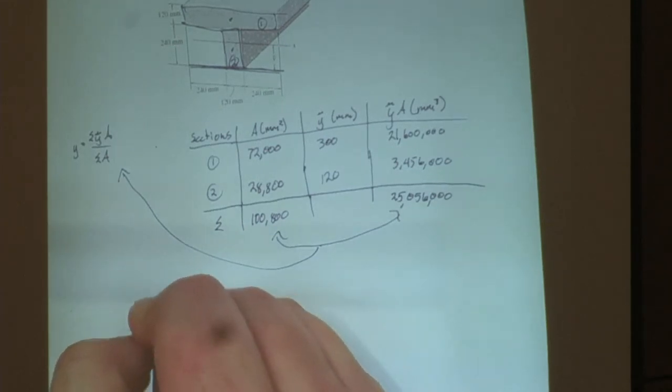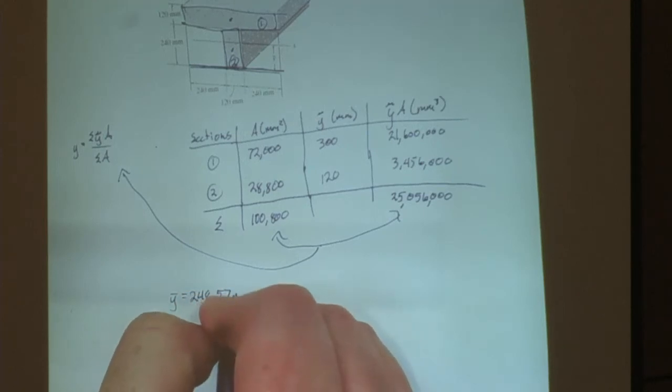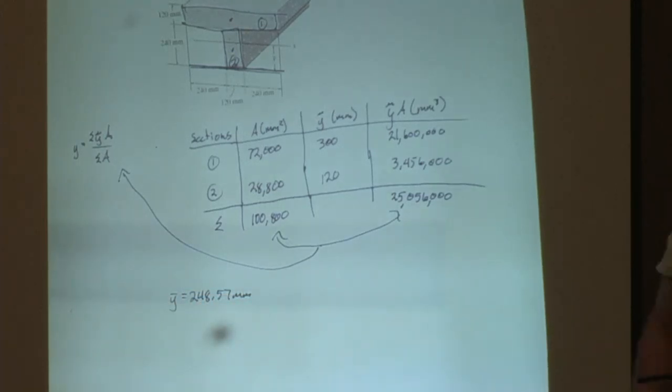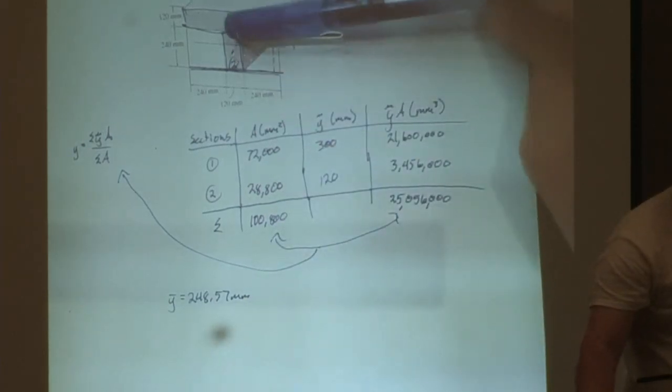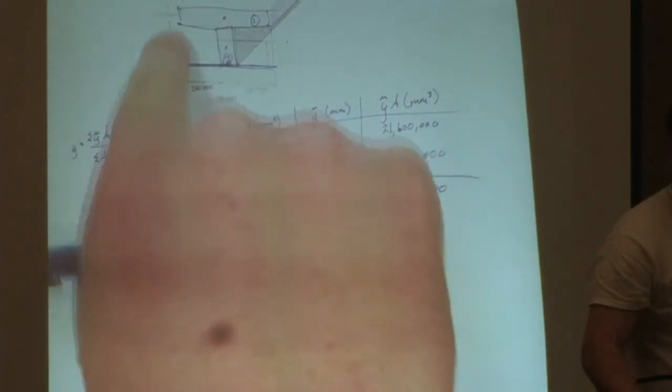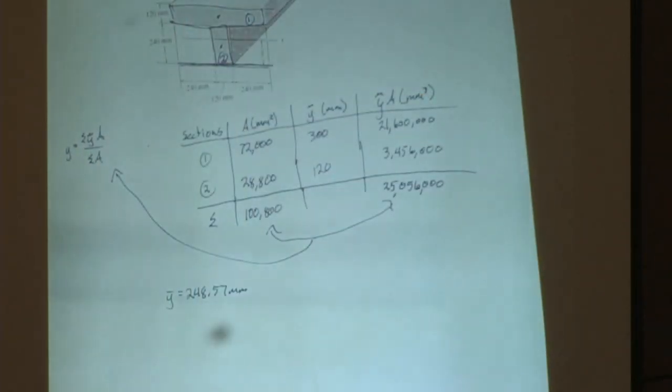So your y bar is going to equal 248.57 millimeters. Now logically, does that make sense? Well, this is the y bar coordinate, right? So does this make sense that it's up here above the 240 and outside, because this is greater? That's just a quick check to make sure your math is sound. This is a bigger piece, more mass, so it should be up a little higher.